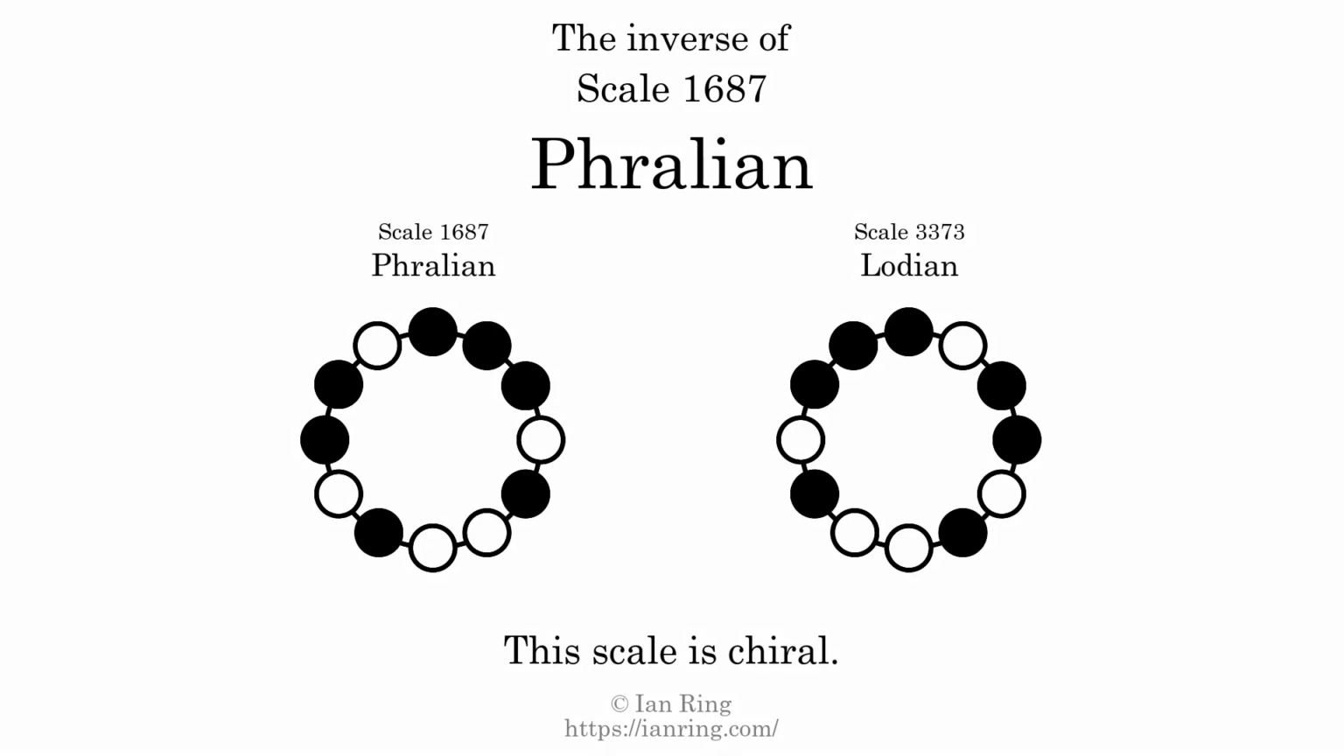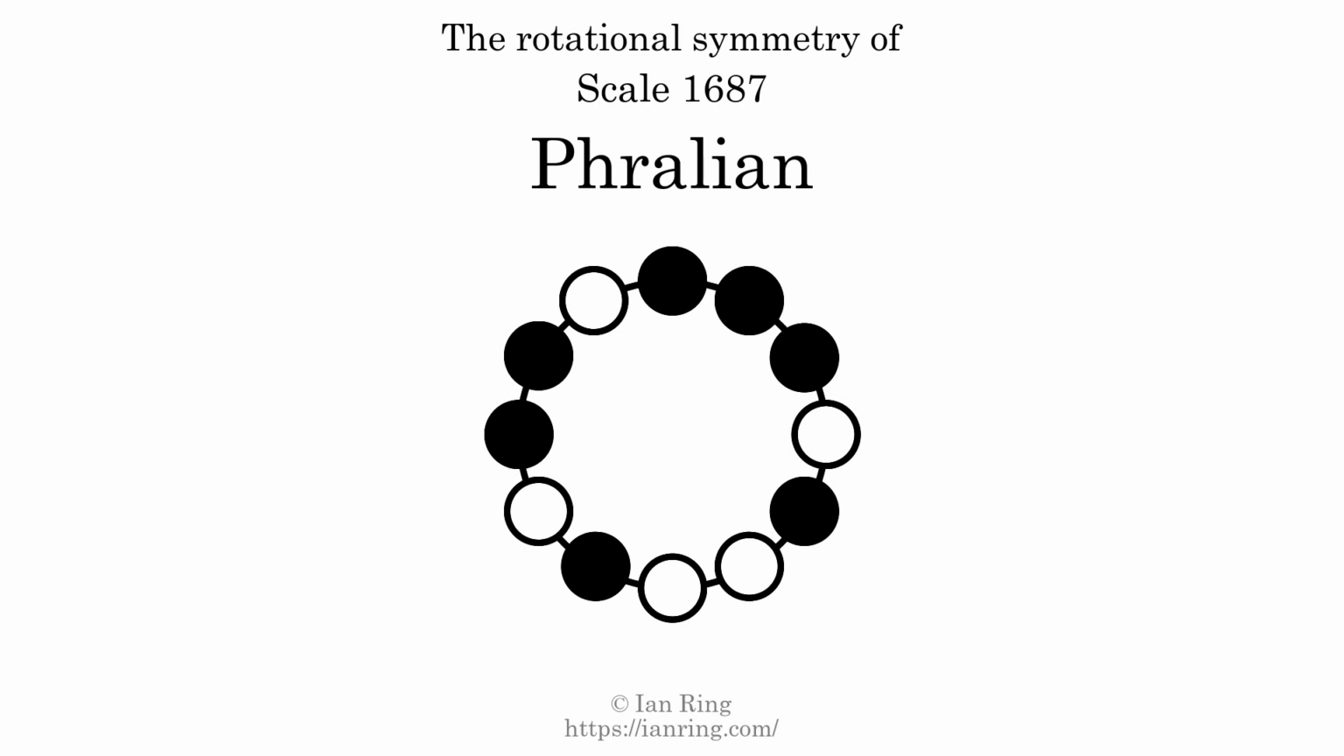The inverse of a scale is a mirror image. It is what you get when the sequence of intervals is reversed. The inverse of this scale is scale 3373, also known as Lodian. This scale is chiral. It cannot transform into its inverse by rotational transformation. This scale has no rotational symmetry.